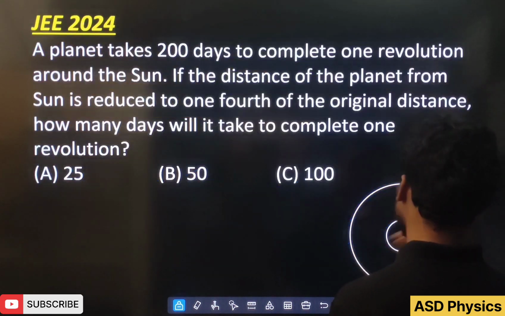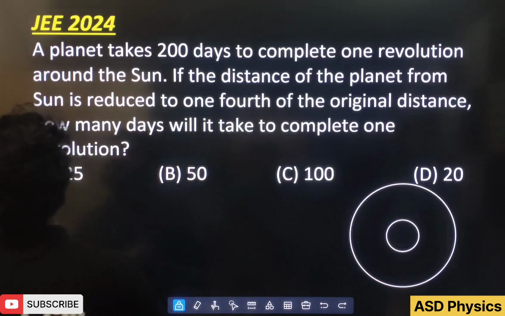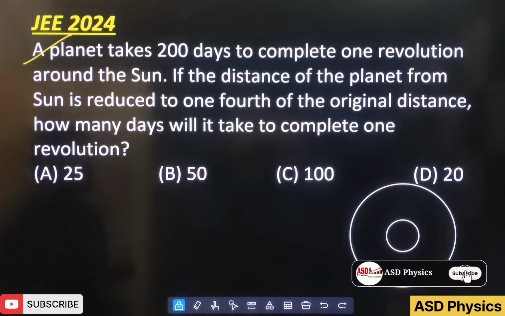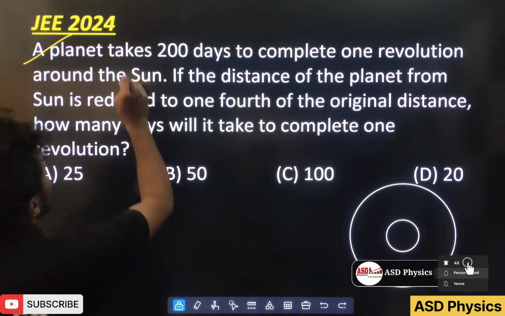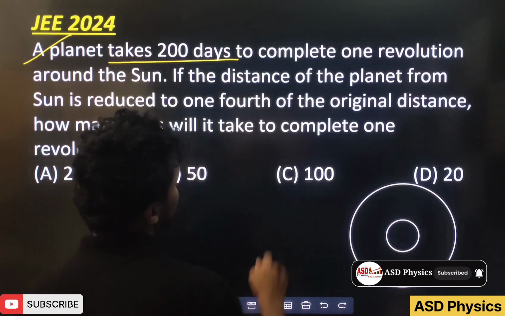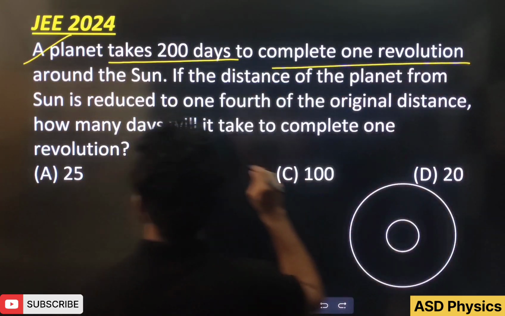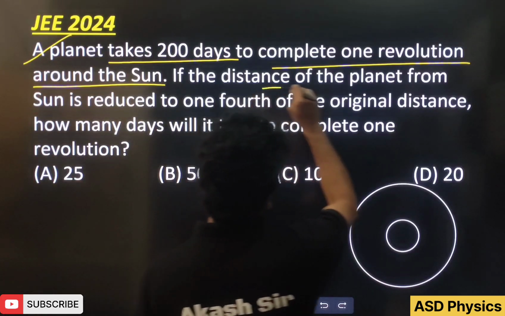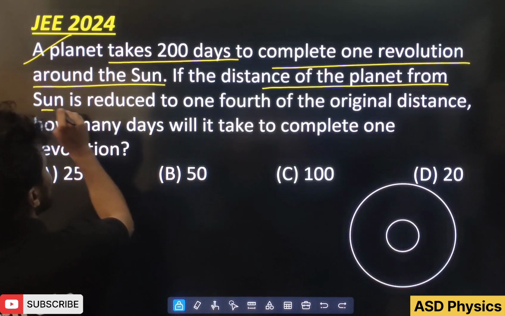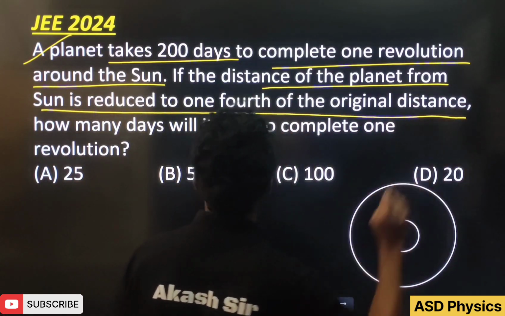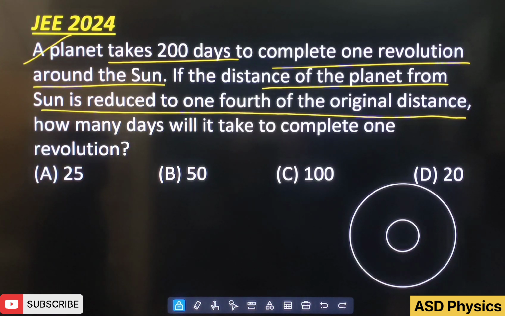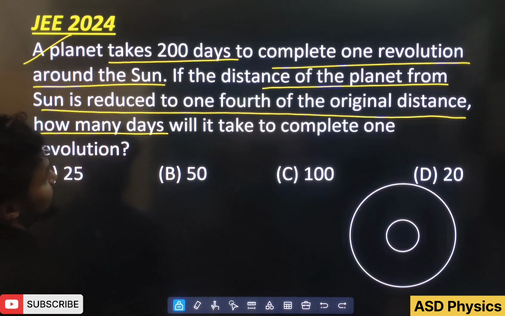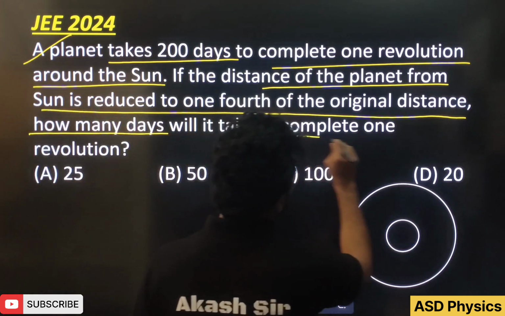Okay, now next one students, you can see here the JEE 2024 question is there. Let's go through the question. A planet takes 200 days to complete one revolution around the sun. If the distance of the planet from the sun is reduced to 1/4 of the original distance, how many days will it take to complete one revolution?